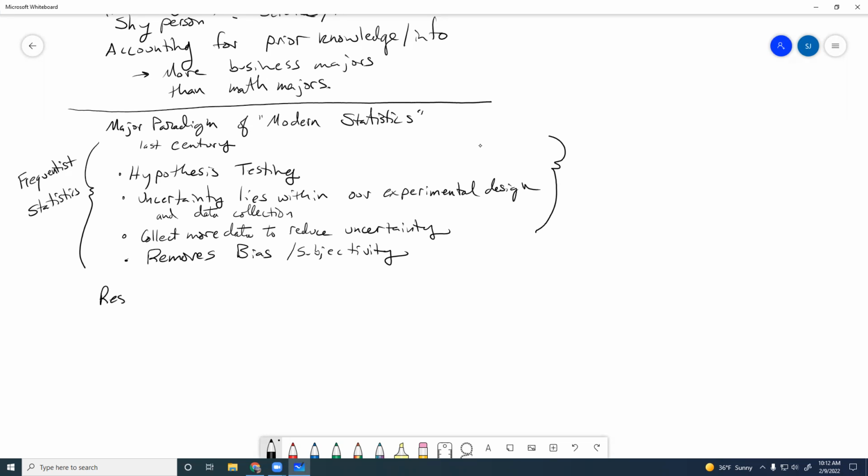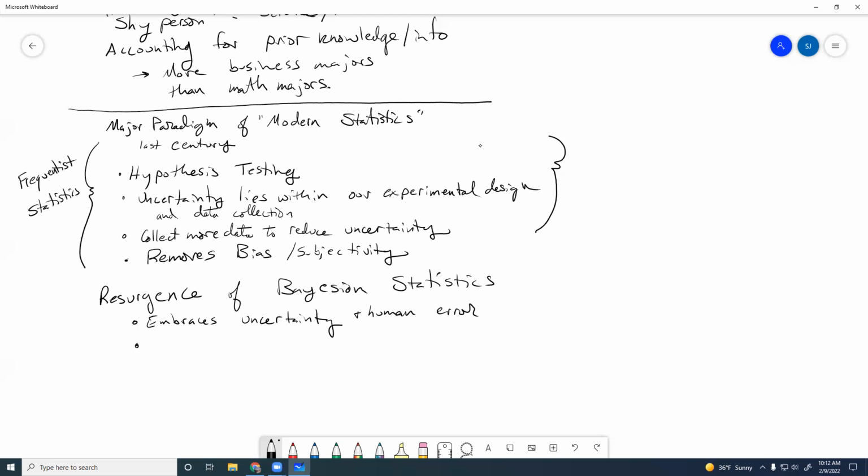But we've had a resurgence of Bayesian statistics in the last, like I said, decade or two. Just at a conceptual level, it embraces uncertainty and human error. And we can explicitly account for uncertainty, meaning we can mathematically account for uncertainty in our tests and predictions.